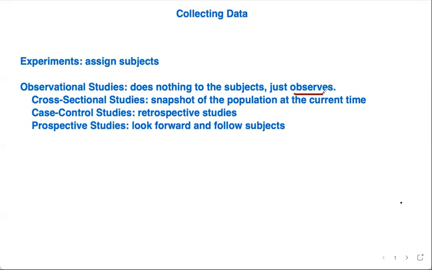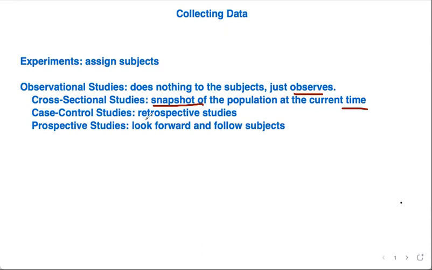Now, within observational studies, there's a few different types. Cross-sectional studies is a snapshot at a current time. So an example of that would be, who would you vote for right now in an election? At this instance in time, that's a cross-sectional study. A lot of times that's when polls come out for that instance in time.